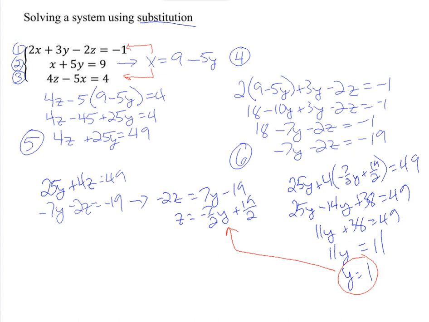So let's do that. We have z equals negative 7 halves times 1 plus 19 halves. Negative 7 halves times 1 is just negative 7 halves. So z equals negative 7 halves plus 19 halves, 12 halves, which is 6.